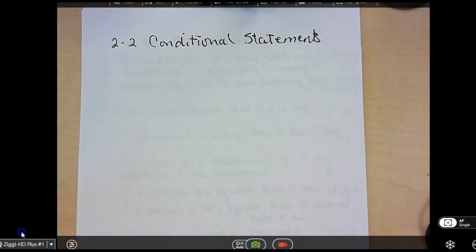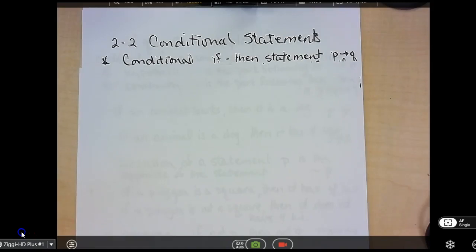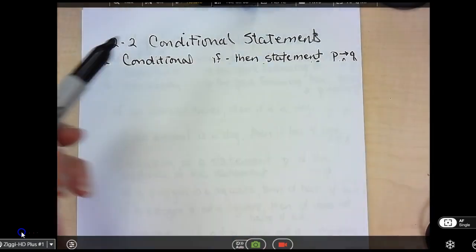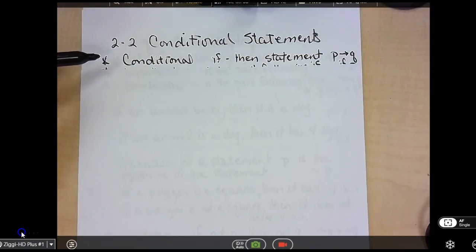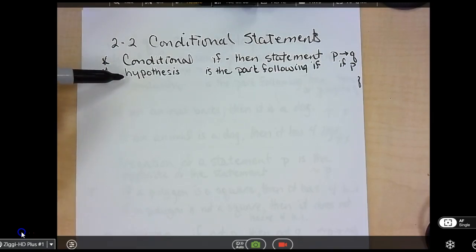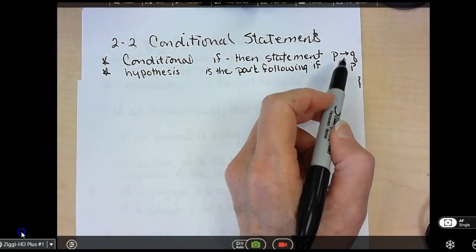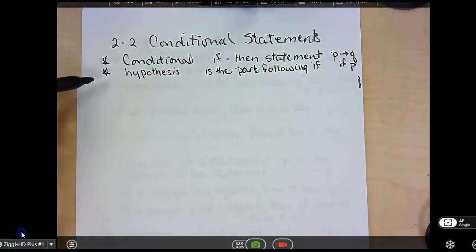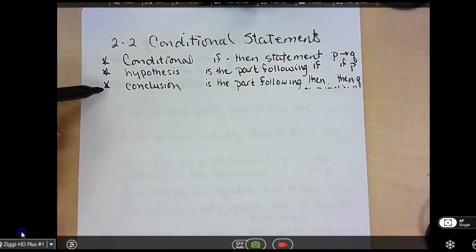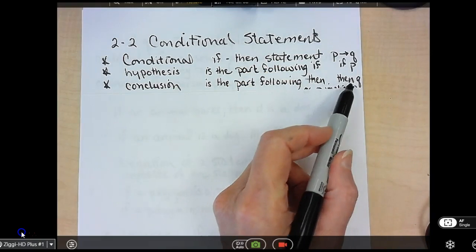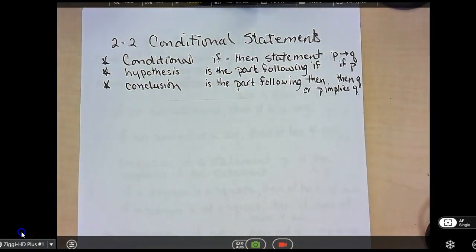2-2 conditional statements. So a conditional statement is an if-then statement. We can write it P then Q. That's our shorthand for it. In that statement, we have a hypothesis, and that is the part following the if. So we can write if P as our abbreviation. The conclusion is the part following the then, Q. Or P implies Q.